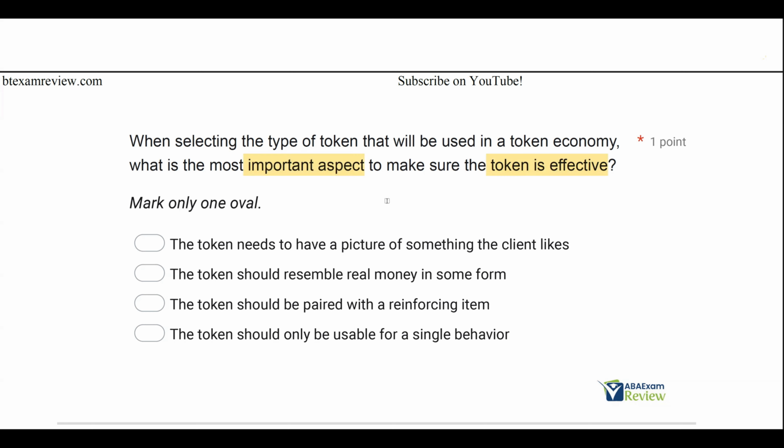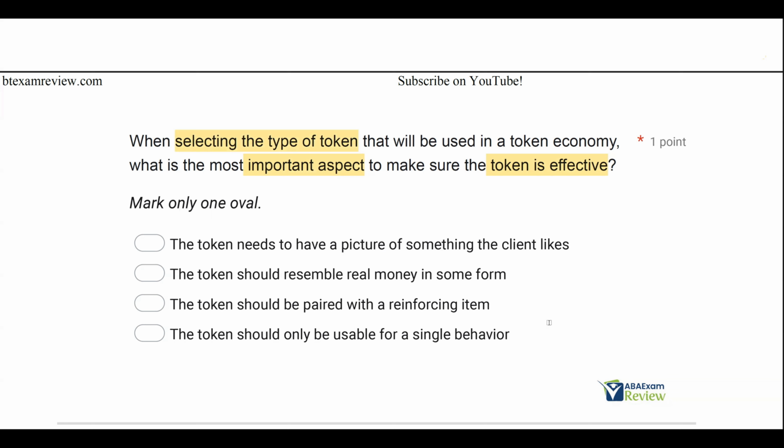Because tokens come in all shapes, sizes, colors. Now, when you're selecting that token, what do you want to make sure of? What's the most important thing you can do to ensure that token is effective? A, the token needs to have a picture of something the client likes. So it doesn't really matter, right? You can use blank cards. You can use green cards. You can use anything really as tokens, right? As long as they're manageable and you can exchange them. The picture is not the most important aspect.